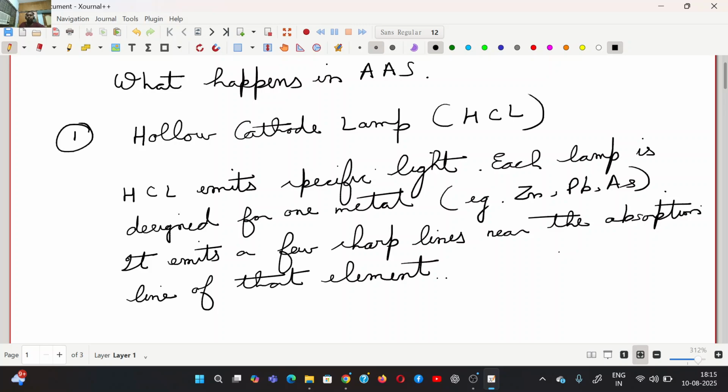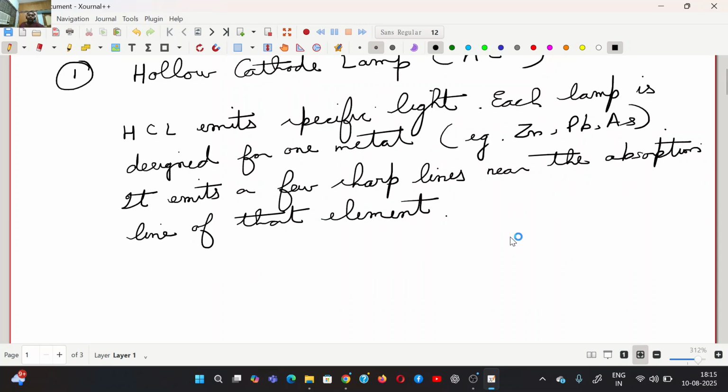So the first important component is what is known as a hollow cathode lamp. It emits specific light, and for each metal that we want to detect, it will have its own separate lamp. For instance, if I want to detect the arsenic level in groundwater, I will have a special lamp for arsenic. Likewise for lead, zinc, aluminum, whatever. Each lamp is designed for one metal, and it emits a few sharp lines near the absorption line of that element. For arsenic, it will emit a few sharp lines near the absorption line of arsenic. So what is an absorption line? I'll come to it next.